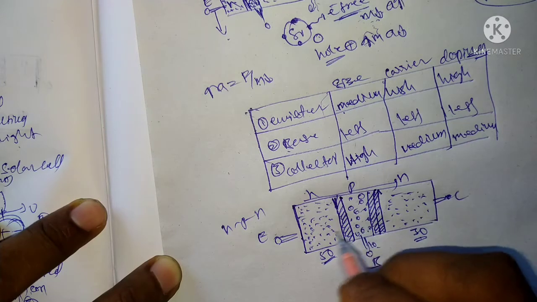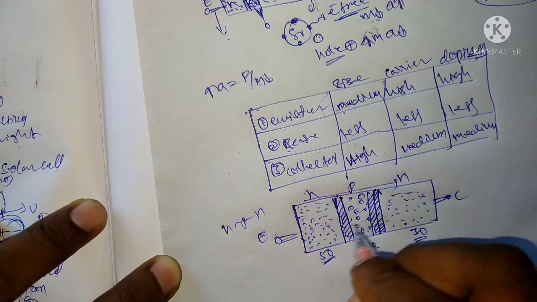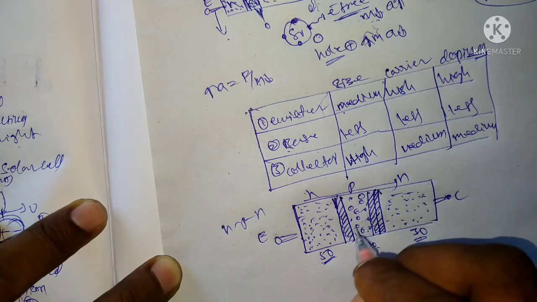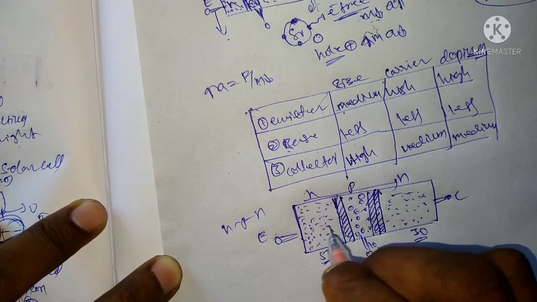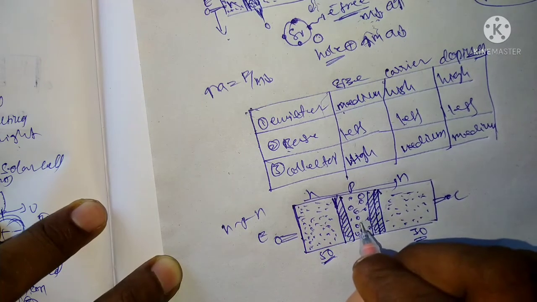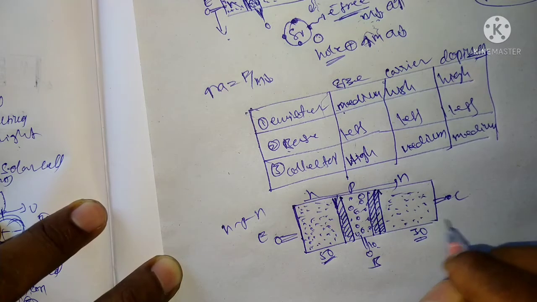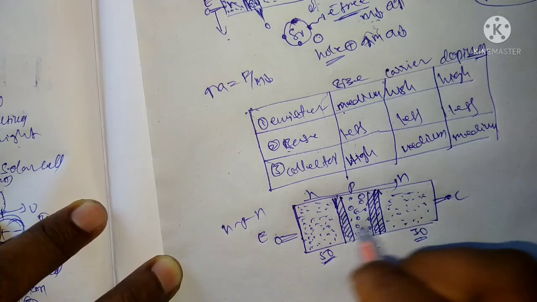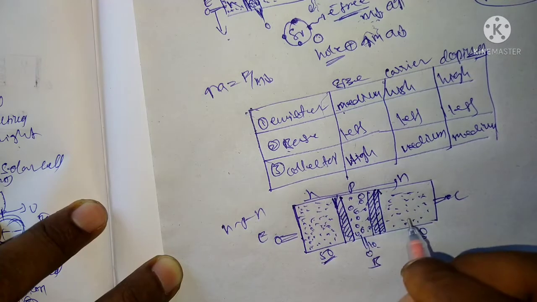What is the duty of the base? It transmits the electrons through the base. That is the duty of the base. Electrons are transmitted from emitter to collector. The collector gives the current. The emitter creates the electrons. That is the duty of the emitter, base and collector.